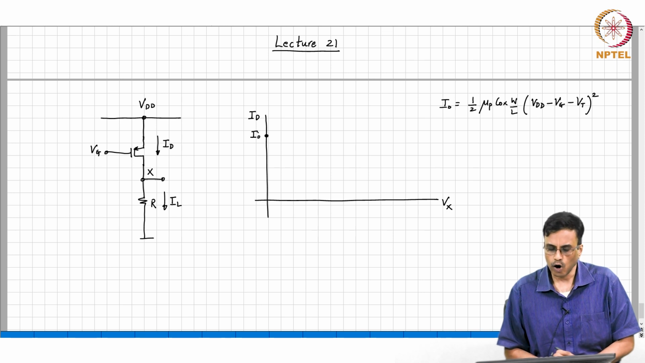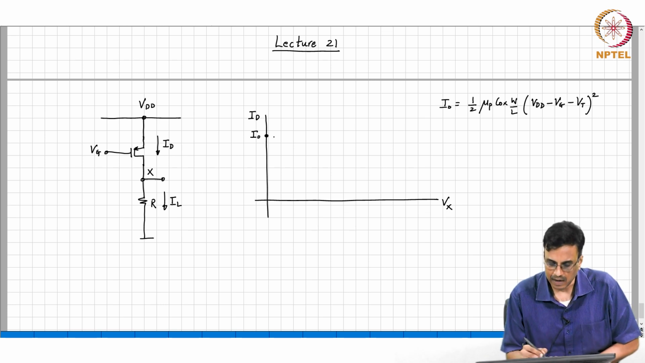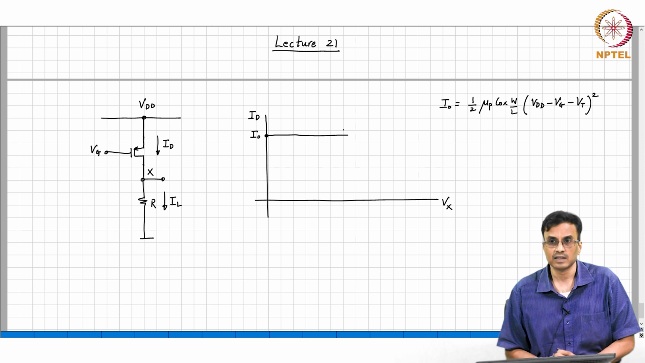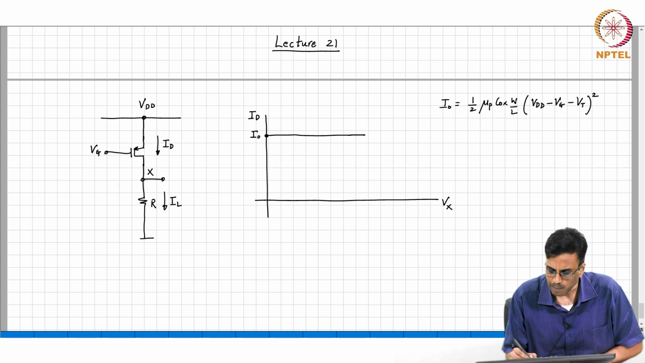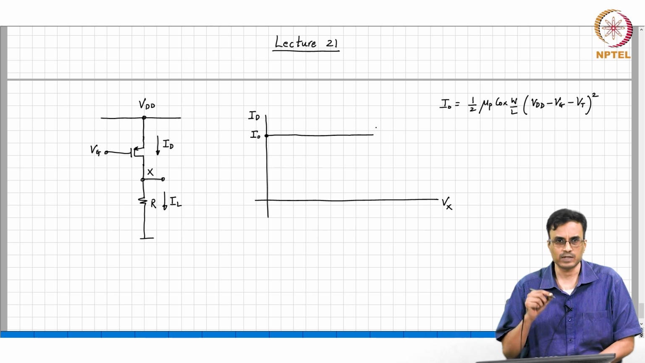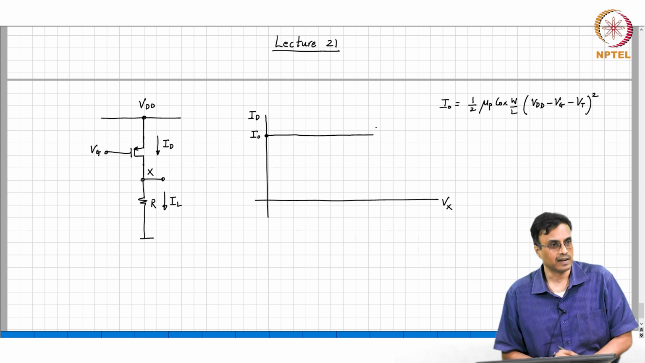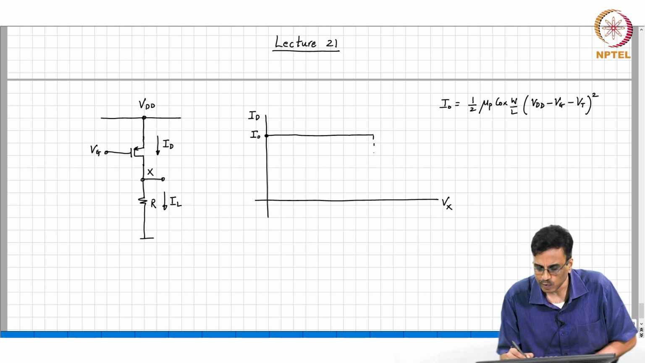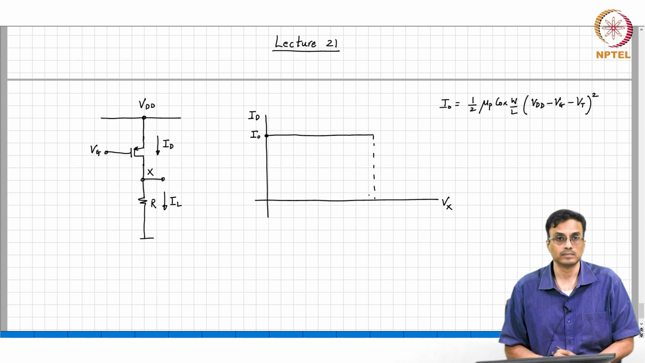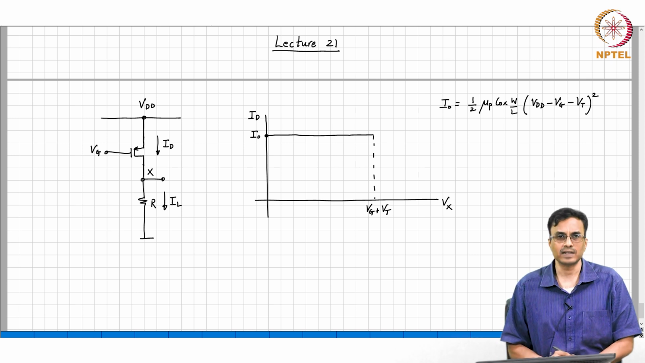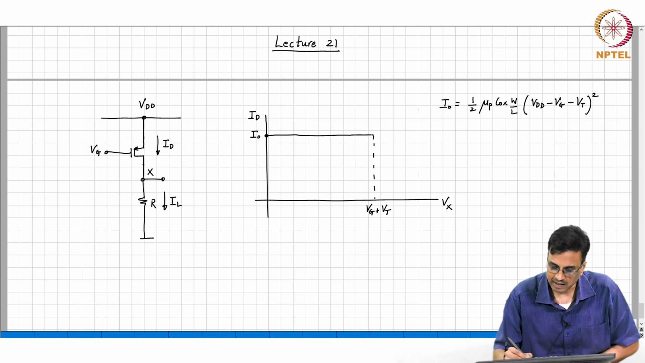I will go on increasing Vx, and what will happen to the current ID? It will remain constant as long as the transistor stays in the saturation region. At some point, as Vx becomes larger and larger, the transistor will go into the triode region. At what value of Vx will that happen? Very good, Vg plus Vt, and beyond that the transistor goes into the linear region.